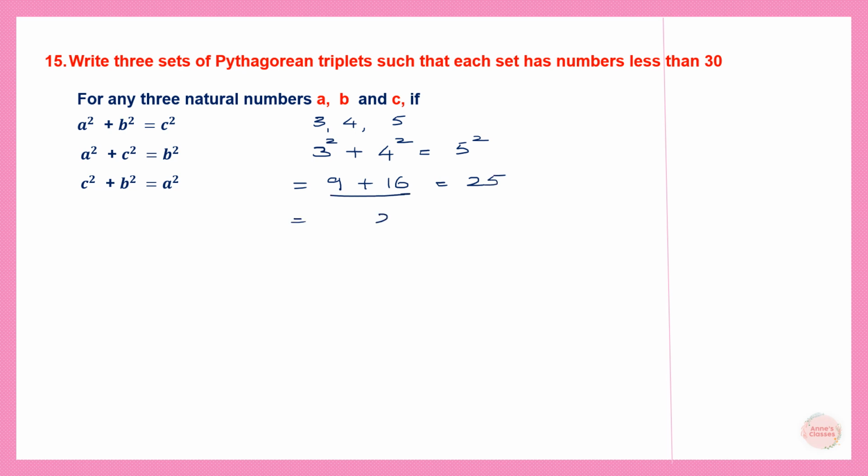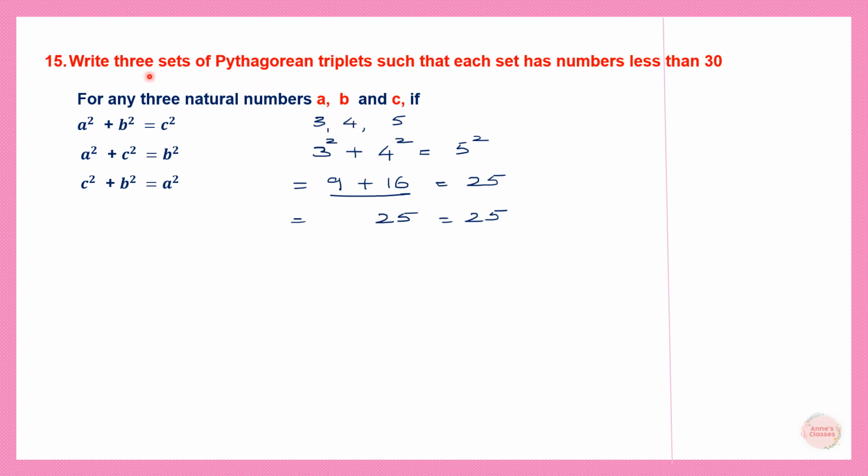9 plus 16 is 25. So 25 is equal to 25. So here 3, 4 and 5 will form a set of Pythagorean triplets, because when we did the square of 3 and took the square of 4 and added up both, it became equal to the square of the third number. So 3, 4 and 5 are Pythagorean triplets.